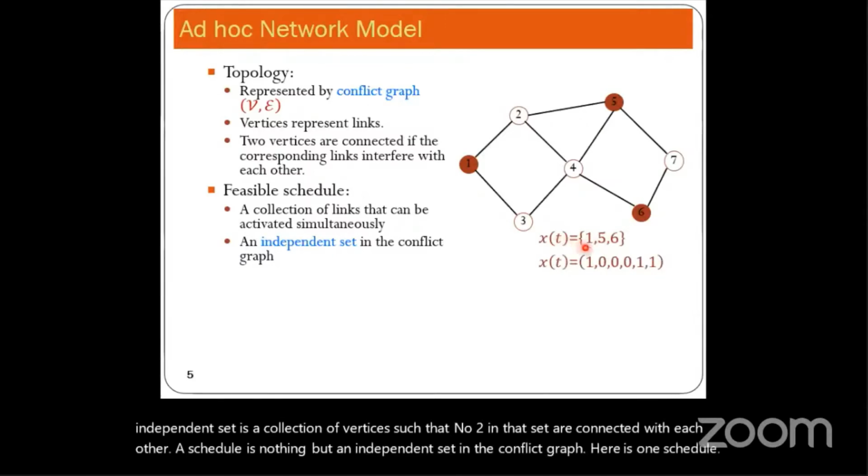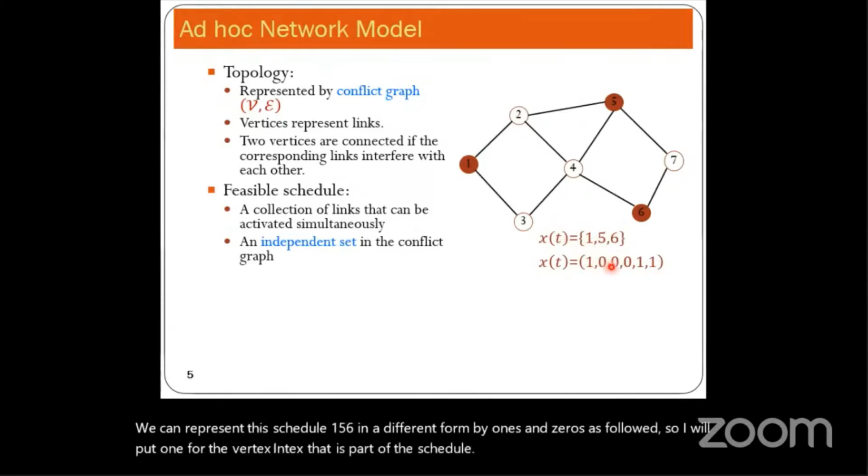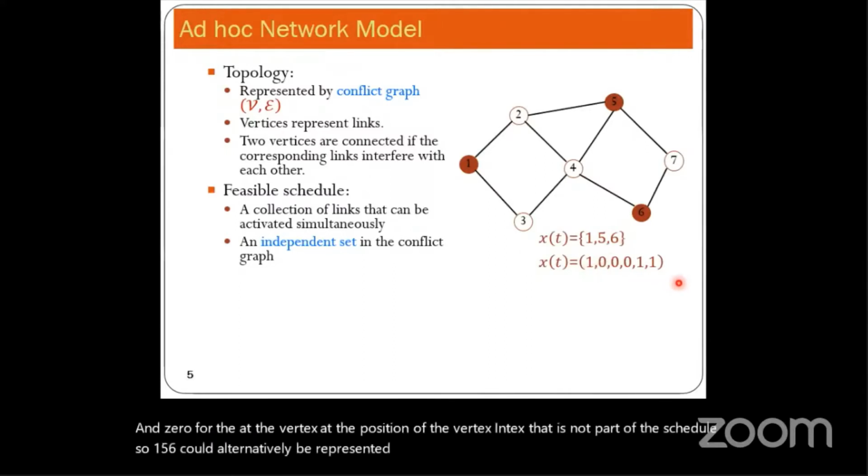We can represent this schedule 1, 5, 6 in a different form by ones and zeros as follows. I'll put 1 at the position of a vertex index that is part of the schedule, and 0 at the position of a vertex index that is not part of the schedule. So 1, 5, 6 could alternatively be represented as follows: 1, 0, 0, 0, 1, 1, 0.